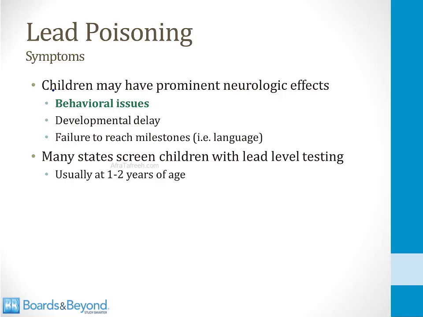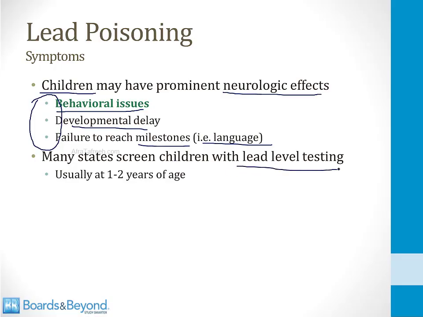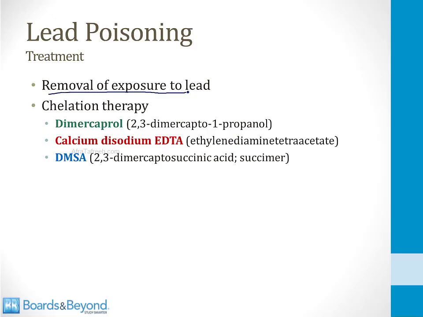The symptoms are hard to recognize in adults, but they can be even harder to recognize among children. First of all, children can't always give a clear history, and in addition, children often have prominent neurological effects, so they can develop behavioral issues, developmental delay, or failure to reach their milestones, especially in language. None of these things may right away make you think of lead poisoning, and for this reason, many places in the United States mandate screening of children with a measurement of a lead level. This is usually done at 1 to 2 years of age to try and identify lead poisoning before it results in permanent damage. The mainstay of treatment is to remove the exposure to lead.